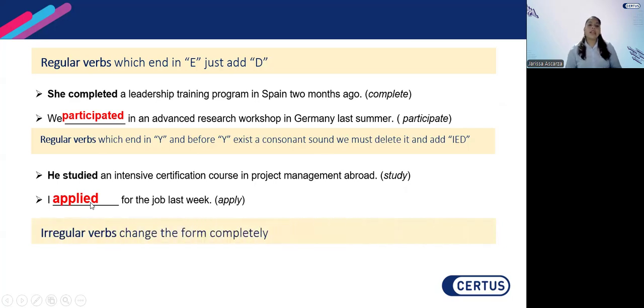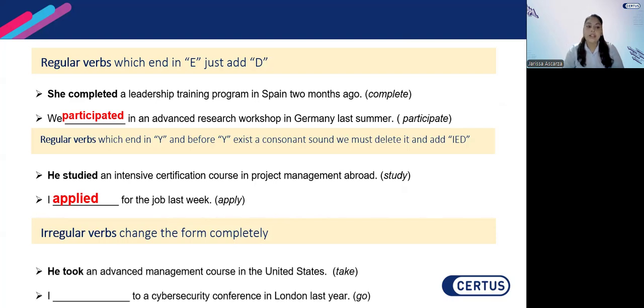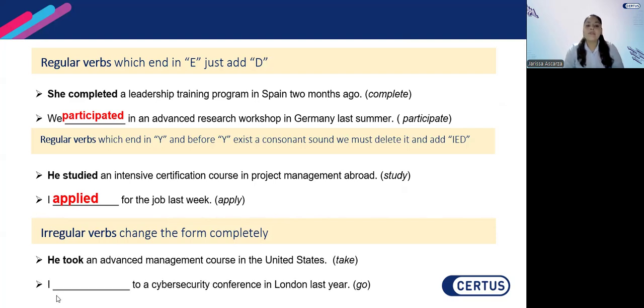And what happens with the irregular verbs, Miss? The irregular verbs change their form completely. So the only way to know the past tense is that there are no rules. It's just memory. You have to memorize. Okay, for example, he took an advanced management course in the United States. Here the verb is take. But as take is an irregular verb, it changed its form completely. So the past tense of take is took.